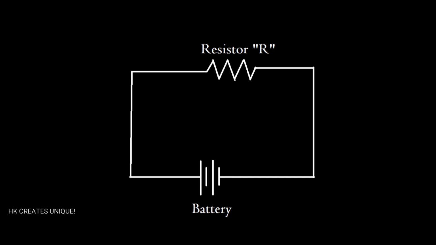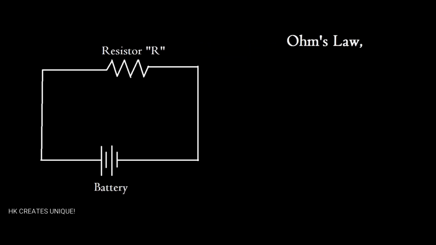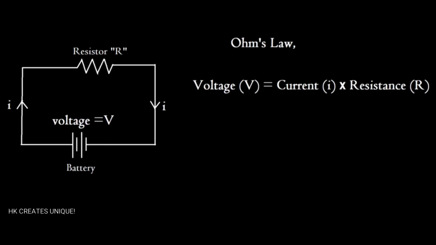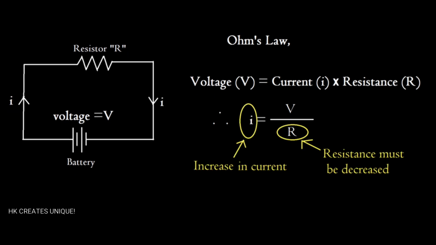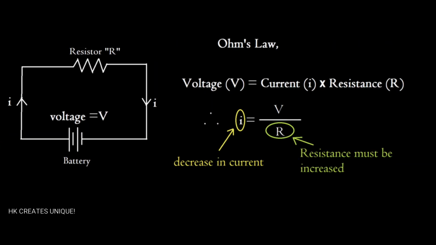Suppose you have a resistor connected in a power supply, for example a battery. Now according to Ohm's law, voltage is equal to current times resistance, and therefore current is equal to voltage divided by resistance. Clearly, in a constant voltage, when you want to increase current in the circuit, resistance must be decreased. And when you want to decrease current in the circuit, in other words, limit current in the circuit, total resistance in the circuit must be increased.